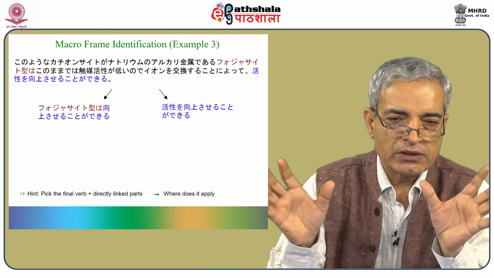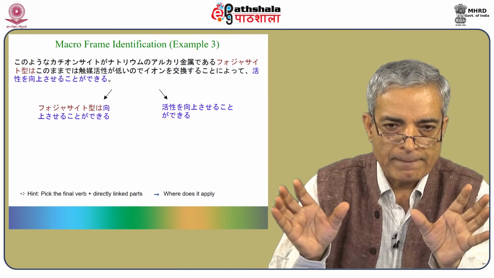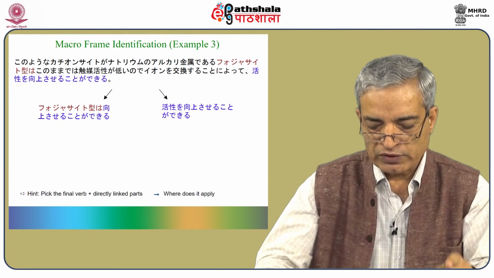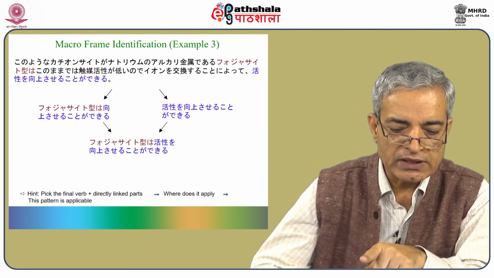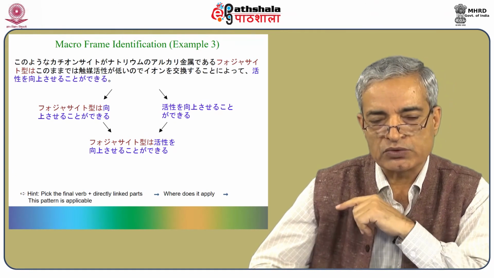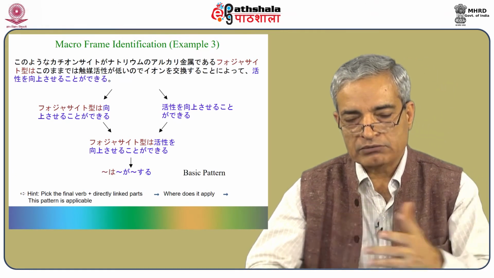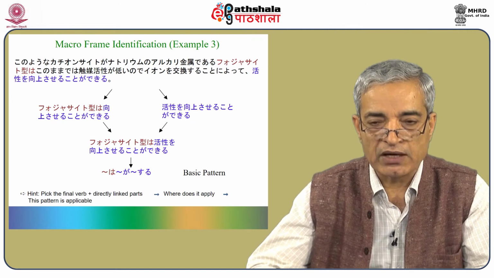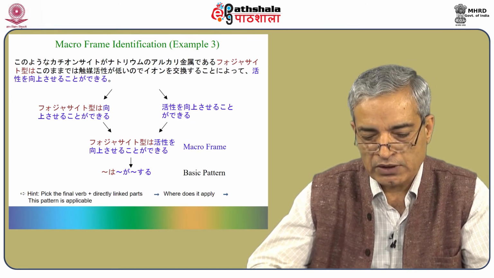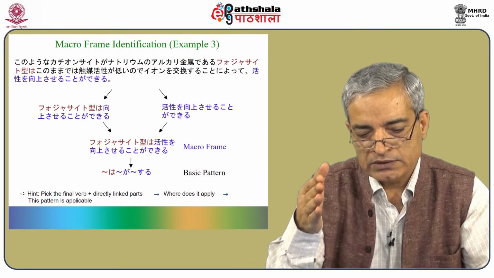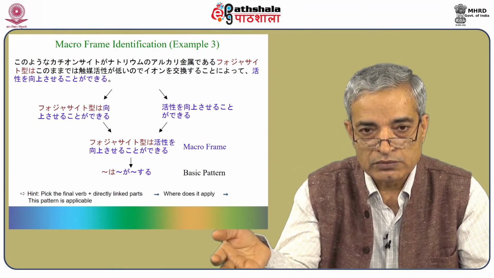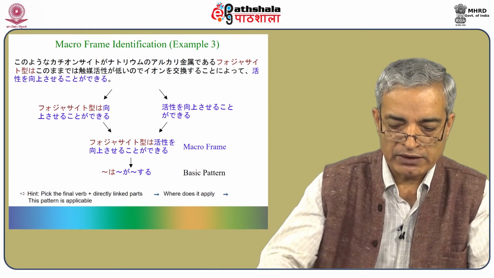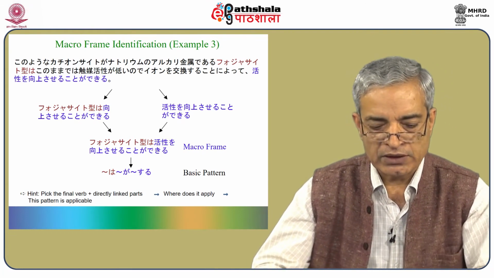That means actually this cannot be segregated. The two are actually the same. So we need to combine the two, and the main frame comes as foja sait gata wa kase o kojo saseru koto ga dekiru. And as in the previous case, ga suru. In this case, it is not ga suru, it is ga saseru koto ga dekiru. So too long, so ga dekiru should have been the basic pattern here, but that's a very minor thing.